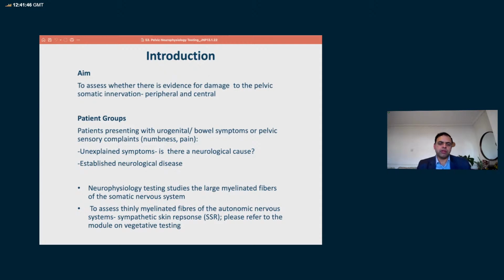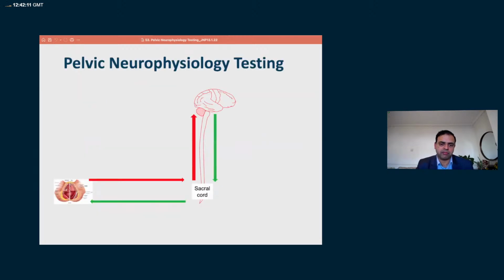The second context would be those in whom there is an established neurological disease. Now, remember that the neurophysiology testing that I will be discussing is predominantly of the somatic innervation. So it doesn't tell us about the autonomic innervation. Also, it tests the large myelinated fibers. And as you heard from Brigitte, to test these thinly myelinated fibers, the autonomic nervous system, one might adopt the sympathetic skin response or the Dartos reflex. There are different tests available, and the reason for a battery of tests is that they assess different parts of the innervation.